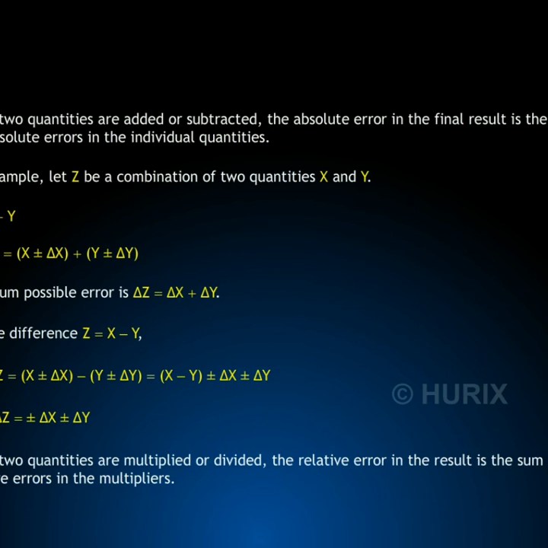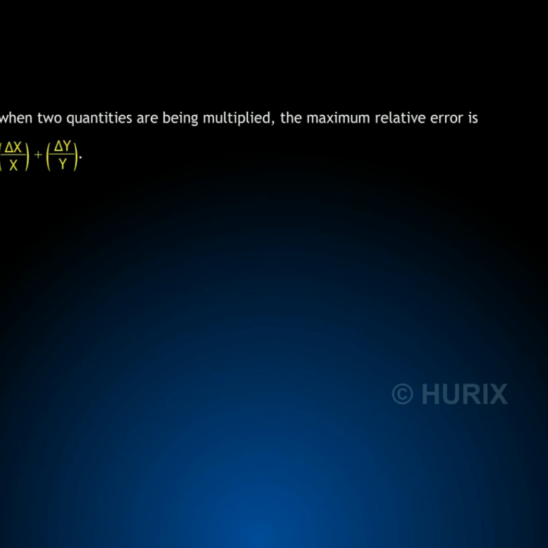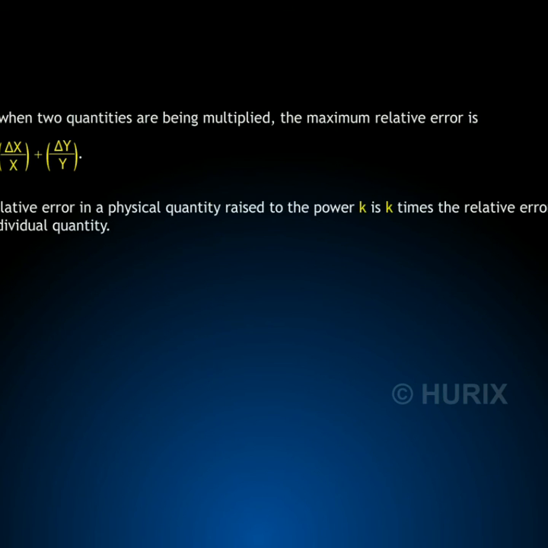When two quantities are multiplied or divided, the relative error in the result is the sum of the relative errors in the multipliers. Thus, when two quantities are being multiplied, the maximum relative error is delta z by z equals delta x by x plus delta y by y. The relative error in a physical quantity raised to the power k is k times the relative error in the individual quantity.